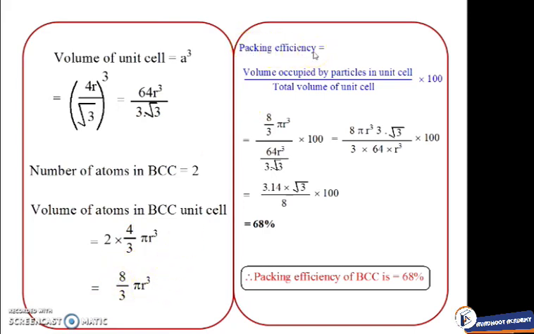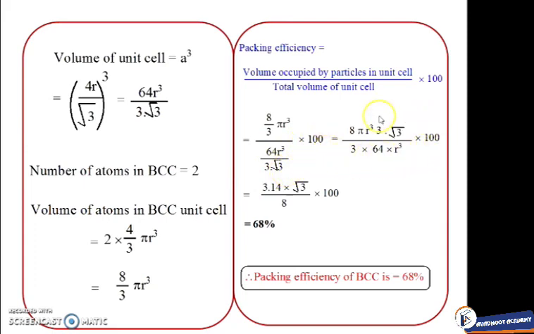Now the packing efficiency of the body centered cubic cell is equal to the volume occupied by particles in the body centered unit cell upon the total volume of the body centered unit cell into 100. So 8 by 3 pi r cube, this is the volume occupied by 2 particles or atoms in the body centered unit cell, upon 64 r cube by 3 into root 3. This is the total volume of the body centered unit cell, into 100.